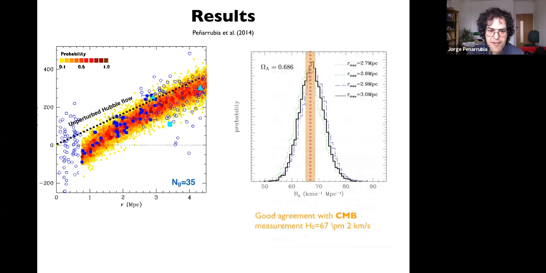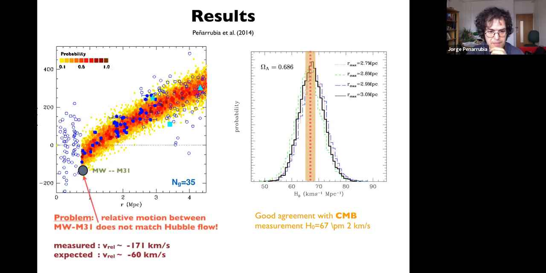So if we now put a bound on omega lambda based on the CMB, what is the value of H naught that we would get from the local group? And these are the histograms of the posterior distribution. So again, you can see it centered at the CMB value of the order of 67 kilometers per second per megaparsec. Sorry, the units are wrong. And that was really nice. So in principle, we are consistent with lambda CDM cosmology all the way down to the local group scales.